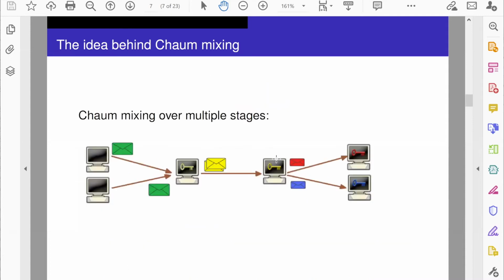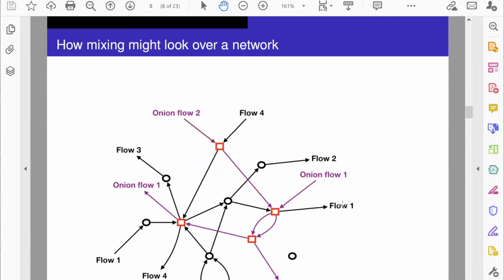How does this work in a multi-stage system? Well, you might have a green envelope for this stage, which gets peeled off, and then things get put in a yellow envelope, and then they go on to this stage, and then it gets peeled off, and then it gets delivered to the destination. So now I'm going to show you a bunch of pictures to illustrate the kinds of things that we are thinking about.